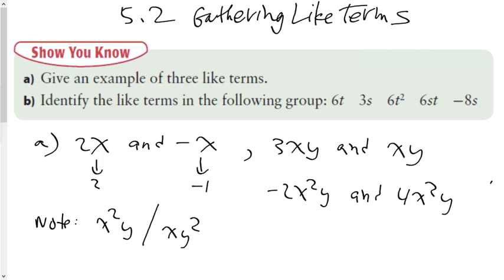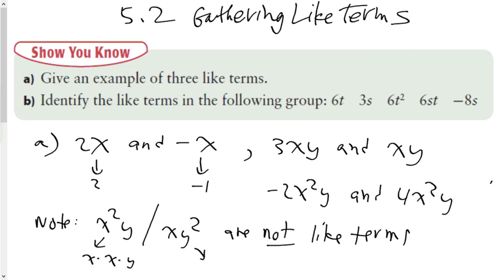The answer is no. They're not like terms. Even though they have the same variables, and they have what appears to be the same exponents, those exponents are on different parts. If we think about it, this is x times y, and this would be x times y, which is different. Because if x equals 2 and y equals 3, this would be 2 times 3, and this would be 2 times 3, which are not going to give us the same answer.